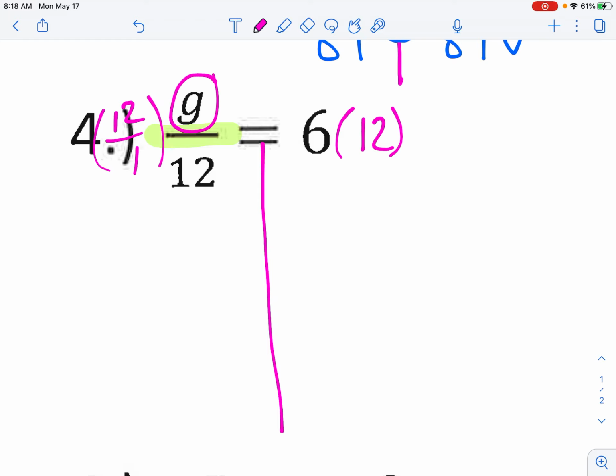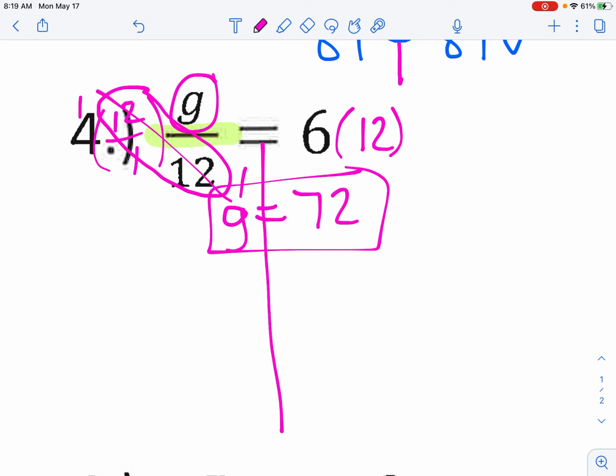Now remember, cross-canceling with fractions, with multiplying fractions. So right here, I see that I have 12s that I can cross-cancel. Those are going to both cross-cancel down to 1. So all I have left over here is G, and I know that 6 times 12 equals 72. And then I put a box around my solution.